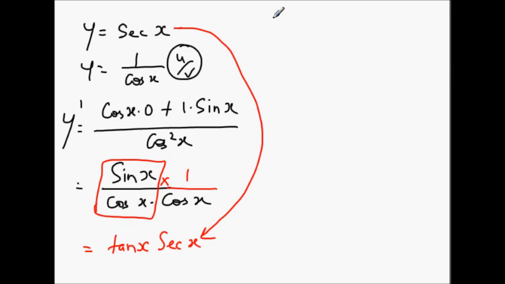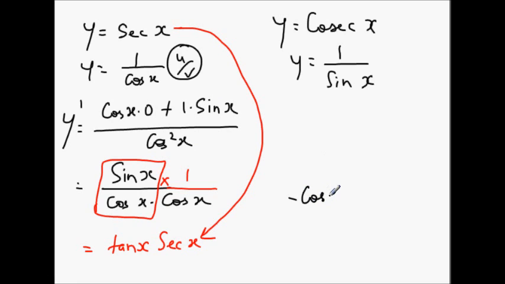Okay, so what about cosecant x? I think you can easily do this as a practice. Take it as 1 over sin x for cosecant x and use the same method, and you will get minus cosecant x cot x. You can try this out by yourself.